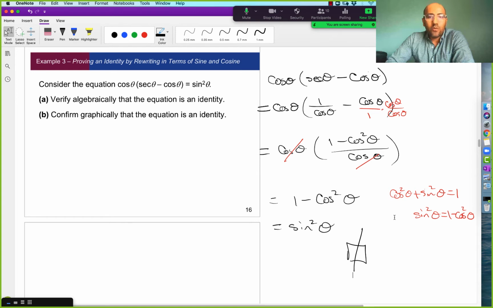Okay, so we started with one side, manipulated it, reduced, canceled, common denominators. You can use any prior established identities to help you transform your statement from one expression to the other, right? So this is a question about transformation. You want to manipulate it and make it look like the other side. This is not a matter of solving for theta, right?